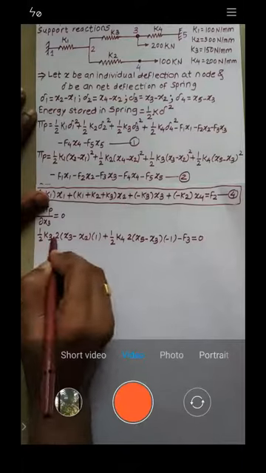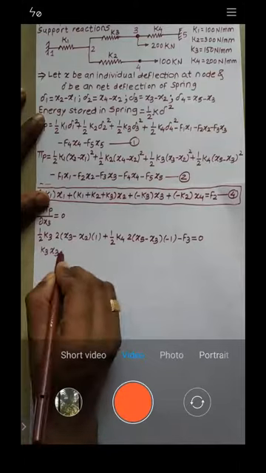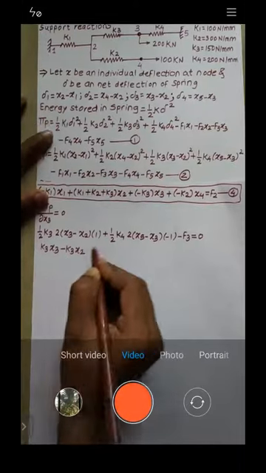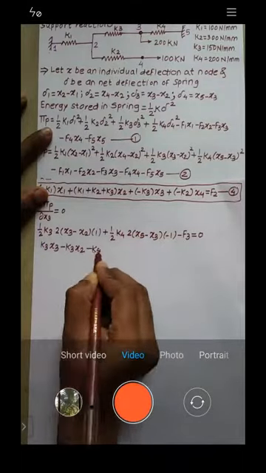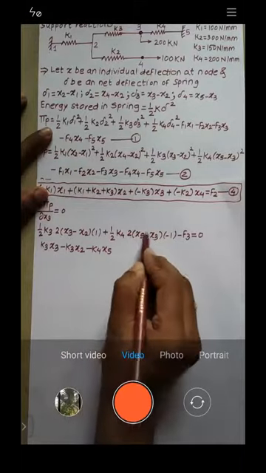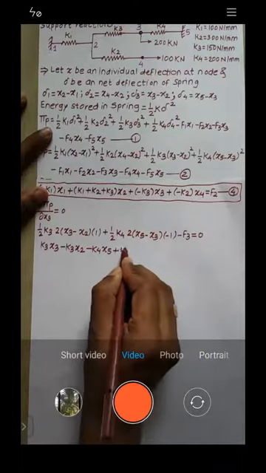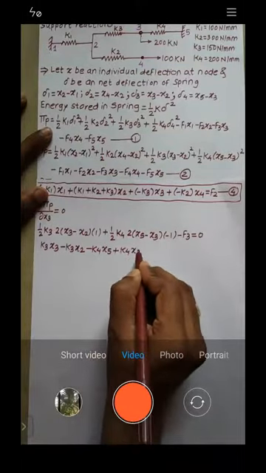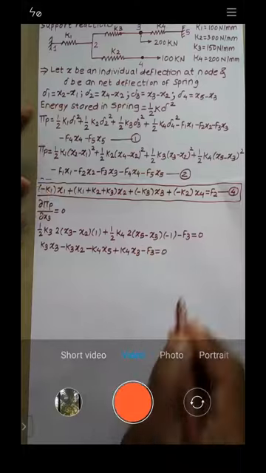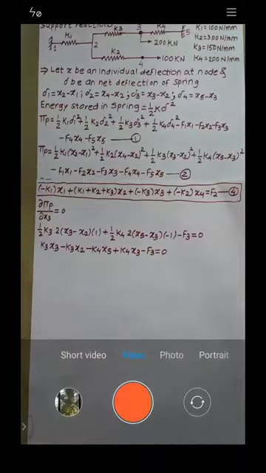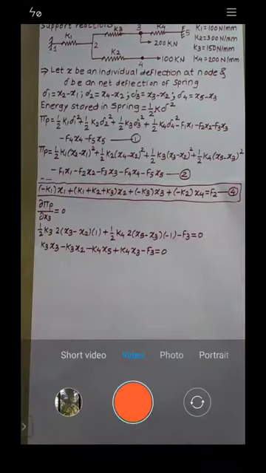Okay, now see here, 2 gets cancelled. What is remaining? It's k3 x3. Then this into this, minus k3 x2, right? Then this k4 into x5 into minus 1, that is minus k4 x5. Then k4 into minus x3 into minus 1, that is plus k4 into x3. Okay, minus f3 is equal to 0. Yes or no? See, all of you, have you understood this one?